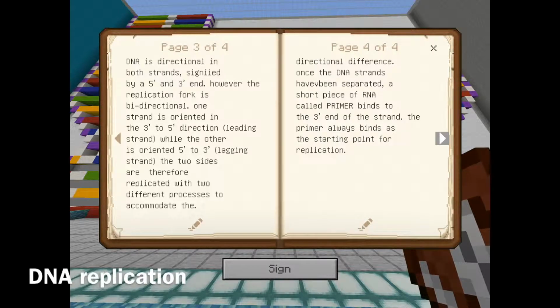One strand is oriented in the 3 to 5 direction, the leading strand, while the other is oriented 5 to 3, the lagging strand. The two sides are therefore replicated with two different processes to accommodate the directional difference. Once the DNA strands have been separated, a short piece of RNA called a primer binds to the 3' end of the strand. The primer always binds as the starting point for replication.